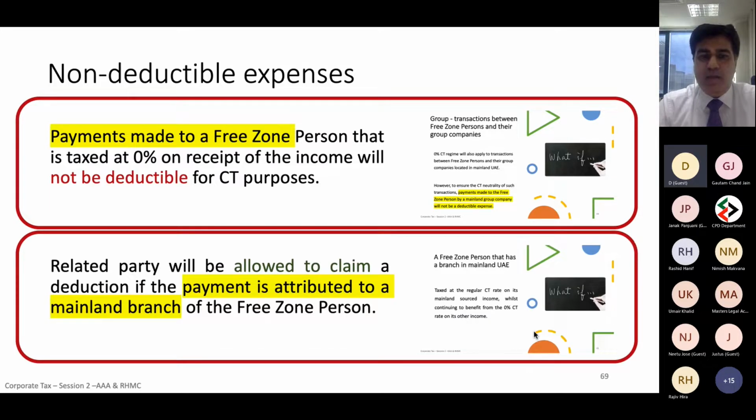A related party will be allowed to claim a deduction if the payment is attributed to a mainland branch of a free zone person. So that's where deductions or exemptions are played into.